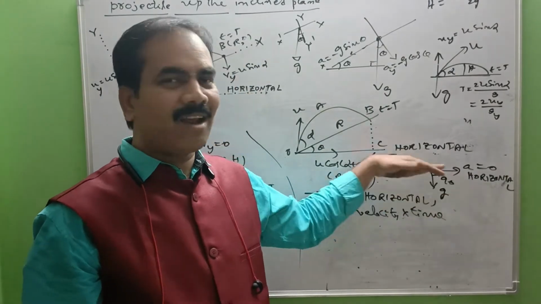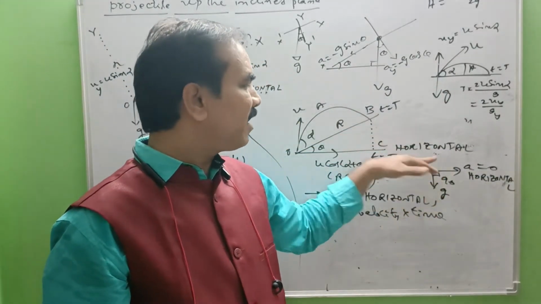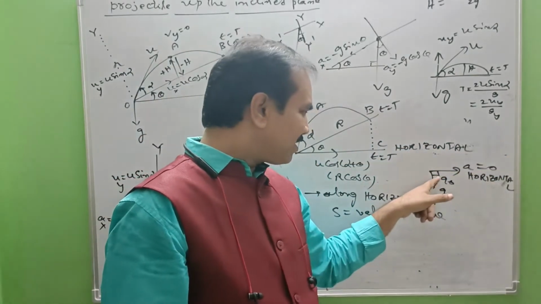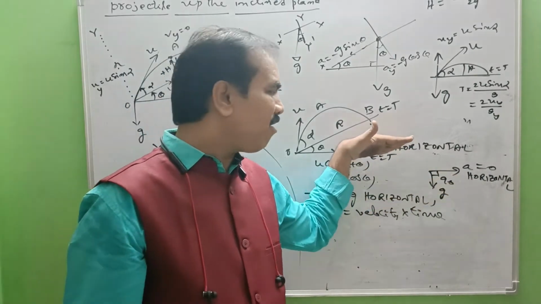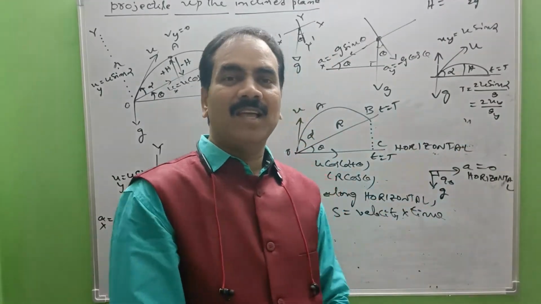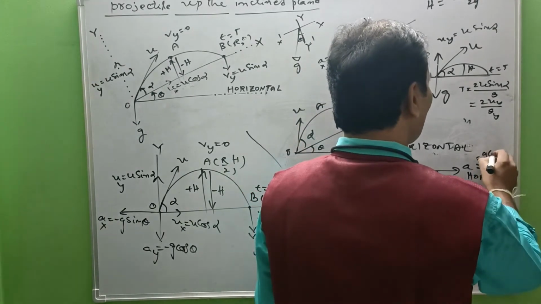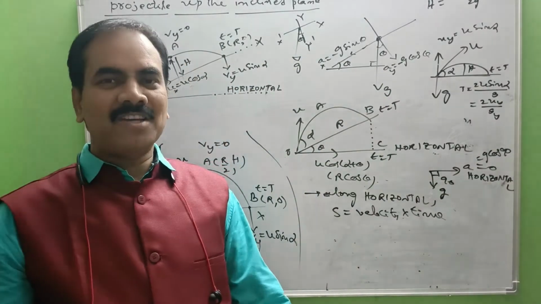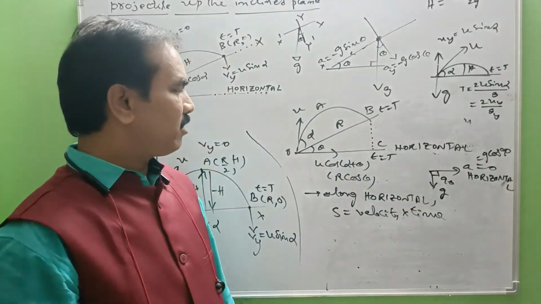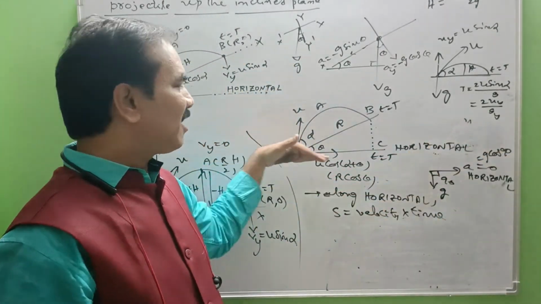g cos 90 along horizontal. g is downwards, but I am going to determine its component along horizontal. Now what is the angle here? 90 degrees. g is making an angle 90 with horizontal. So what is the component of g along horizontal? g cos 90. That's why it is 0. Acceleration along horizontal equals g cos 90, that is 0. So as there is no acceleration along horizontal, motion along horizontal is uniform.